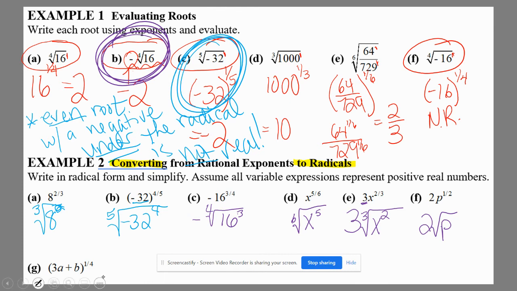Letter G, our base is 3A plus B. It's all grouped together in these parentheses. First power, remember we don't draw. Fourth root goes over there on the pedestal.